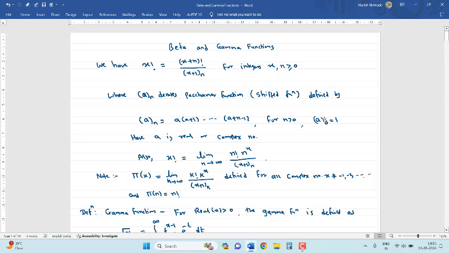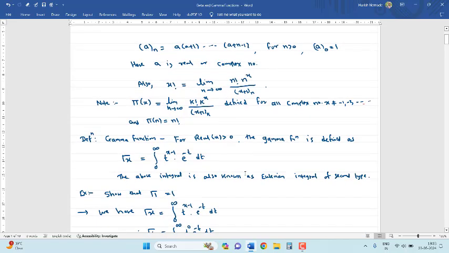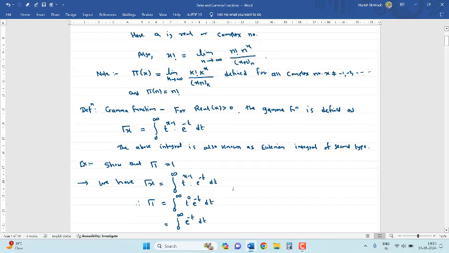Then we have the definition of the gamma function. So for real number x greater than 0, the gamma function is defined as gamma of x is equal to integration from 0 to infinity t raised to x minus 1 into e raised to minus t dt. The above integral is also known as Eulerian integral of the second type. Now here we have an example that shows that gamma 1 is equal to 1.